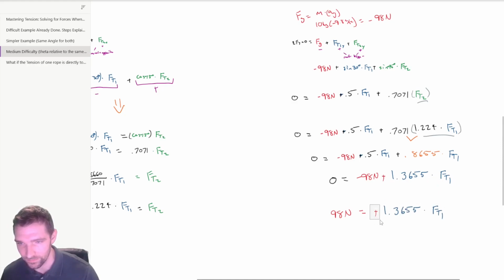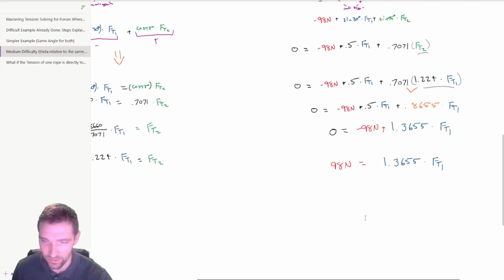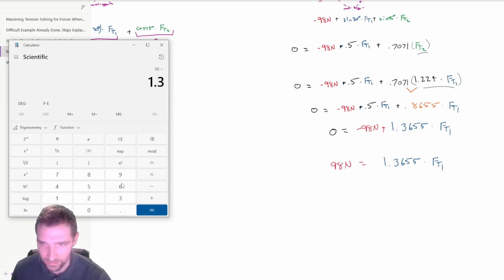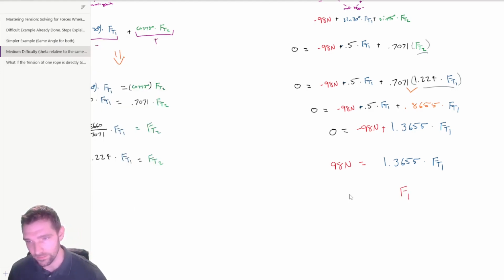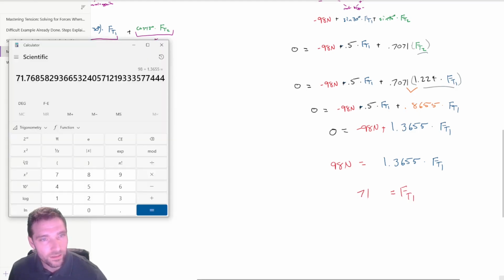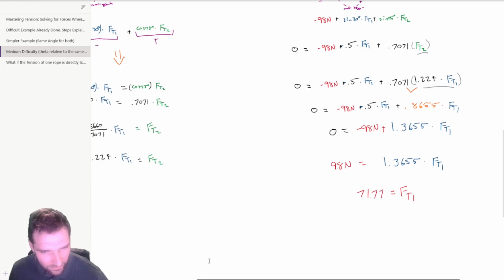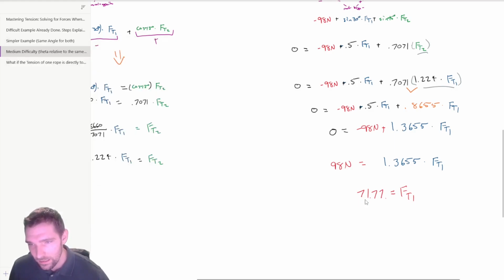This 1.3 something times FT. So we can see that FT is a little bit smaller than 98. So if we divide 98 by the 1.3655, we end up getting that F of T1 was equal to 71.7. I think that was 7, right? If we end up running it to 4 newtons.